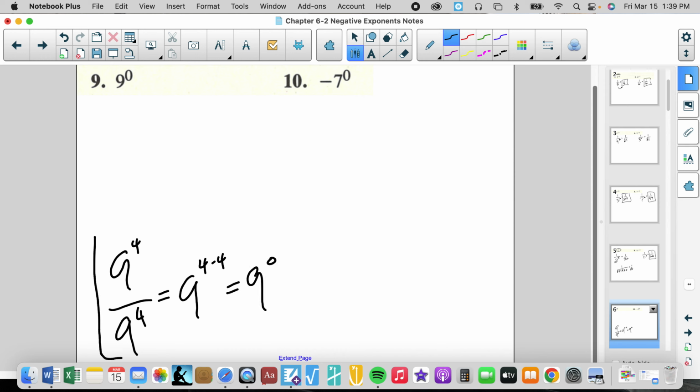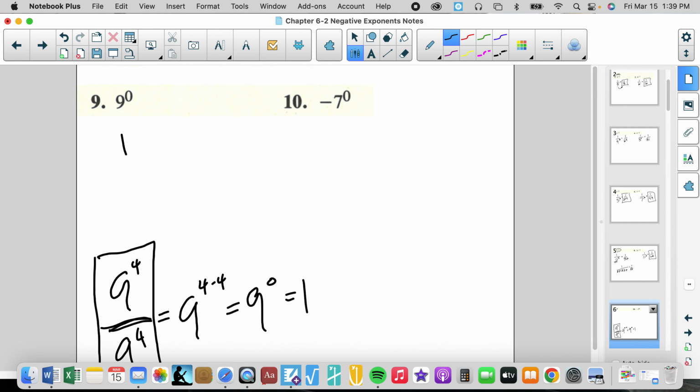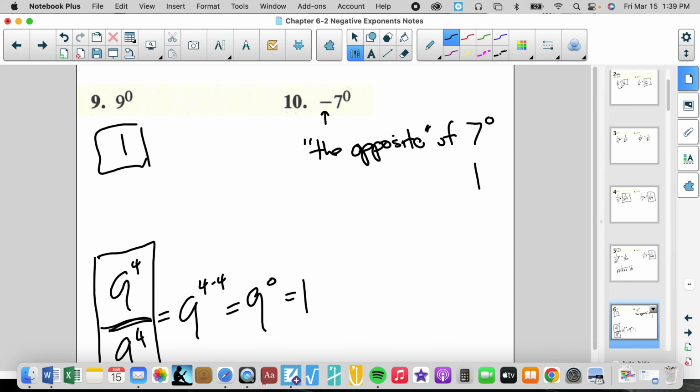And we know that anything over itself in a fraction will equal 1. So that is equal to 1. So this answer is equal to 1. Now, negative 7 to the 0 is much like we say the opposite of 7 to the 0. So 7 to the 0 is equal to 1, and the opposite of that would be negative 1.